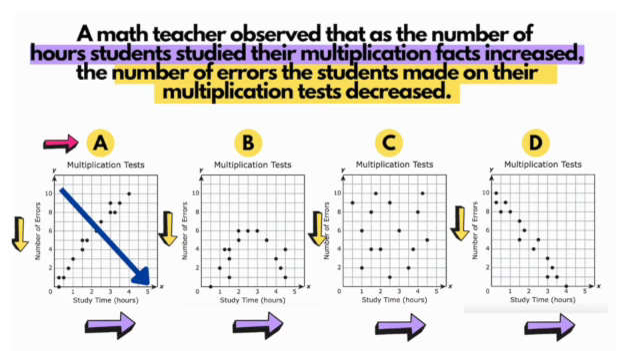A, we're looking at this. As we study, we want our errors to go down, so our linear arrow should look something like this. It's actually the opposite. This scatter plot is linear, it's just going in the opposite direction. So A will not work.